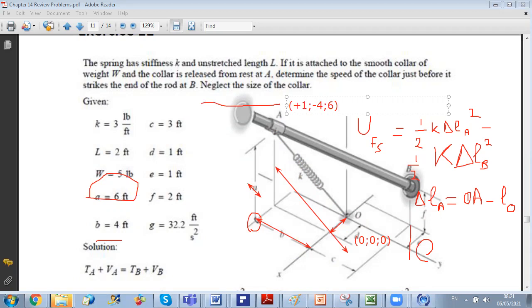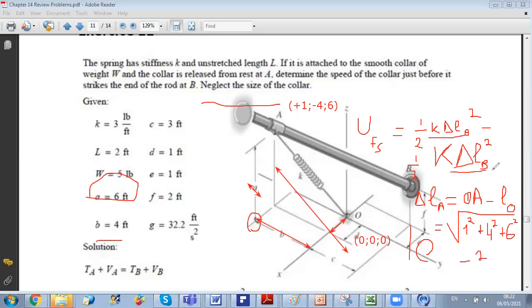So now all you have to do is the radical of (xa minus xo) square plus (ya minus yo) square plus (za minus zo) square. So if we want, we can just write it here. So it's equal to radical of 1 square plus 4 square plus 6 square, minus L0. L0 is equal to 2, so minus 2. Once we get delta LA, then this term can be calculated.